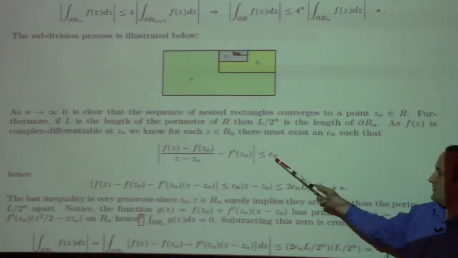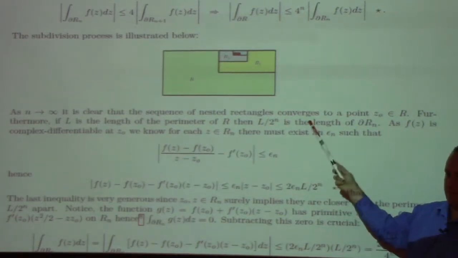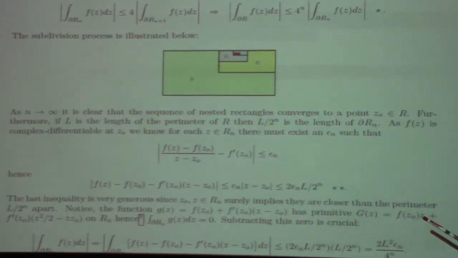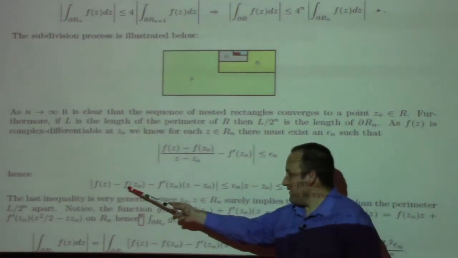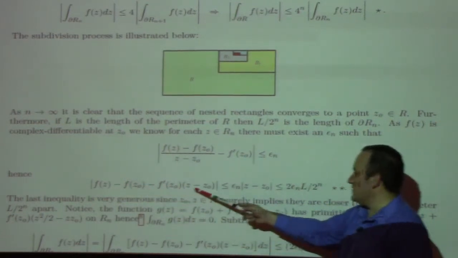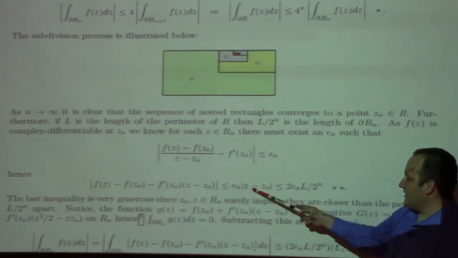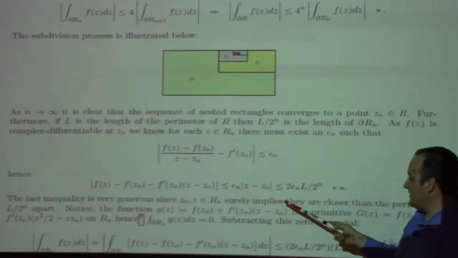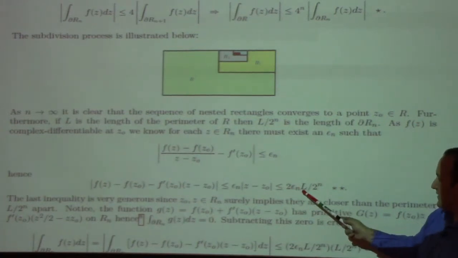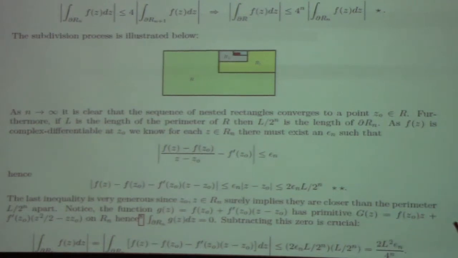So I can choose an epsilon sub n for each one of these, such that this is less than epsilon sub n. Hence, I have that the difference of f of z and f of z naught minus the linearization is less than epsilon times the modulus of z minus z naught. But of course, that is less than or equal to 2 epsilon L divided by 2 to the n. Why would that be?